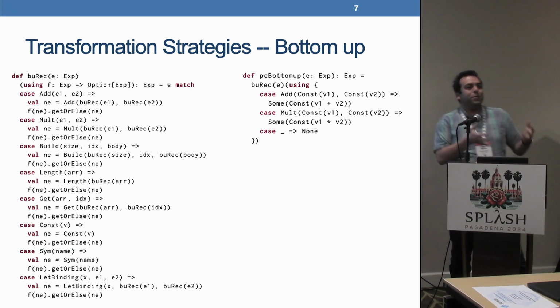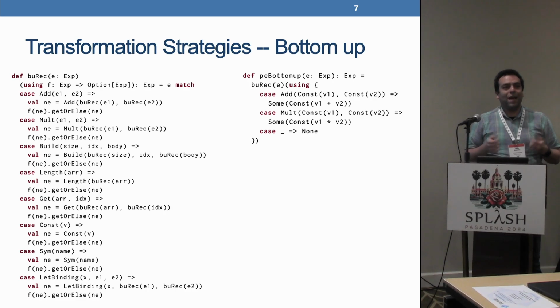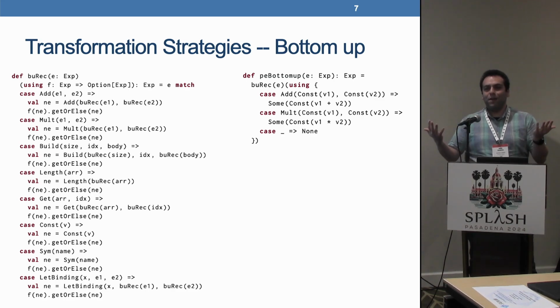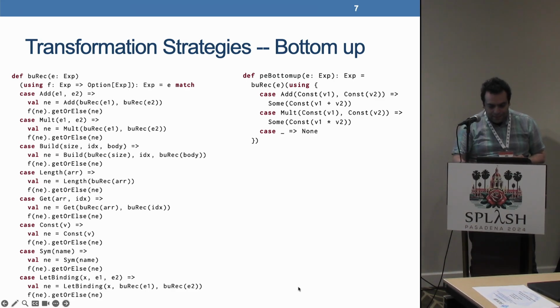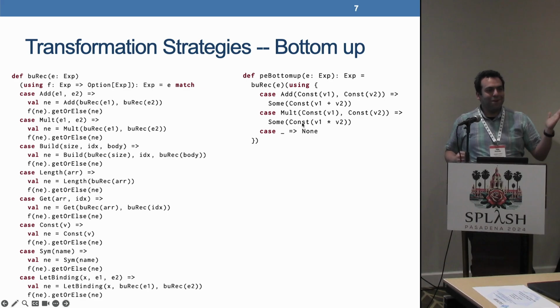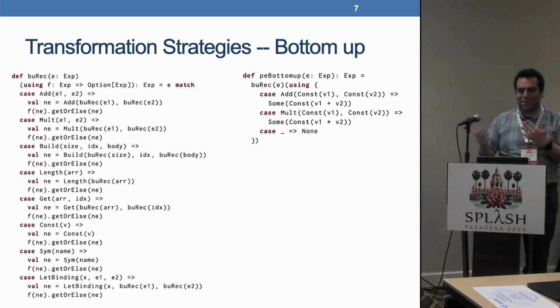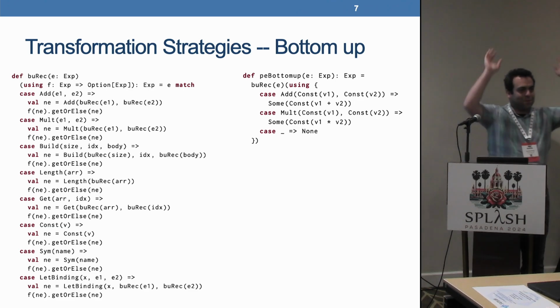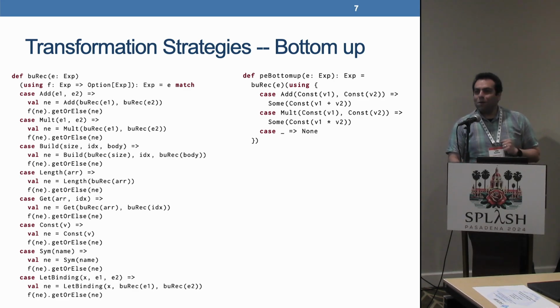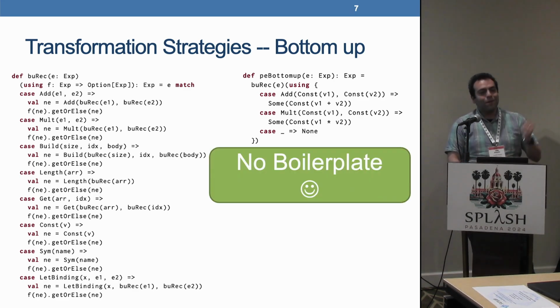So what am I doing in the partial evaluation? Whenever I have an addition, if I see the two inputs are constant, then I want to fold them. Or whenever I have a multiplication, whenever I see the two inputs are constant, I want to, again, fold them. The rest of the cases are basically the boilerplate things that involve doing a bottom-up transformation and recursively applying the same optimization. So the good thing is that now we have no boilerplate.